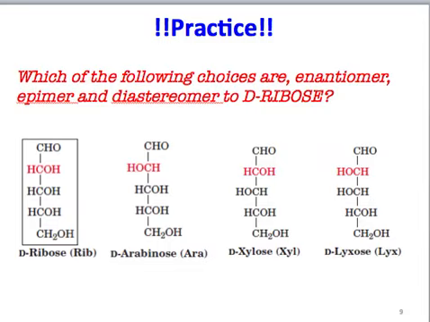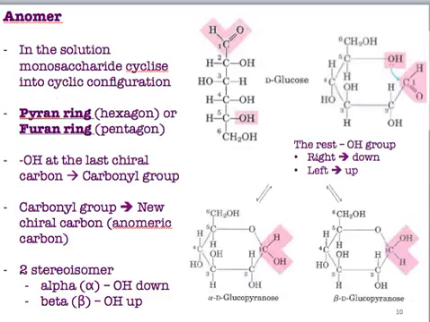Next, we are focusing on anomer. Anomer is an isomer in the ring configuration of monosaccharide. When the linear structure of monosaccharide is dissolved in water, the molecule cyclizes into a ring structure, using a lone pair of electrons in oxygen and the last chiral carbon atom to share with the carbon of the carbonyl group to form a hexagonal ring called pyran ring and or pentagonal ring called furan ring.